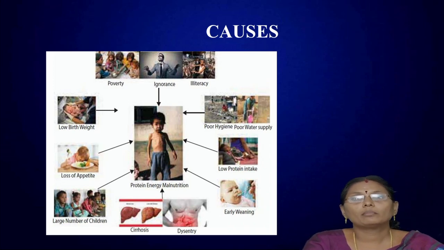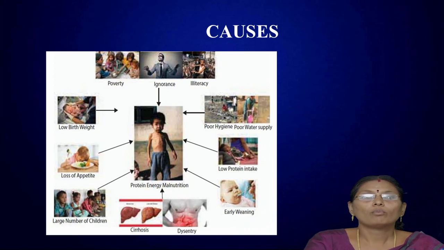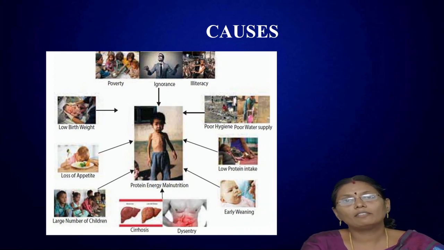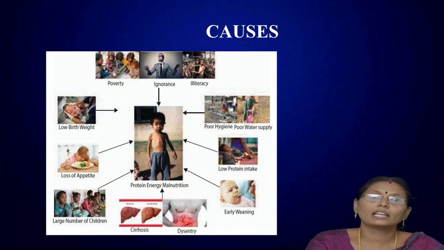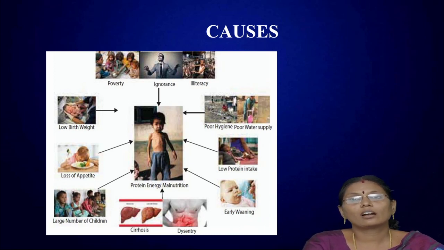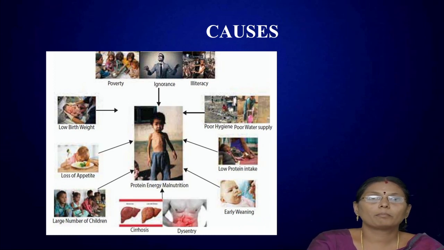And then environmental factors. Overcrowding of living space with unsanitary living conditions leads to frequent infection and diarrhea. Then biological factor. Maternal malnutrition before and during pregnancy causes protein energy malnutrition.